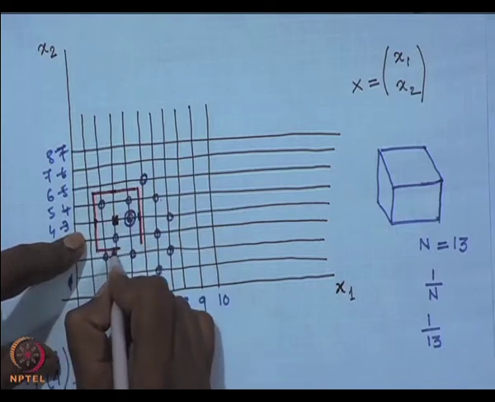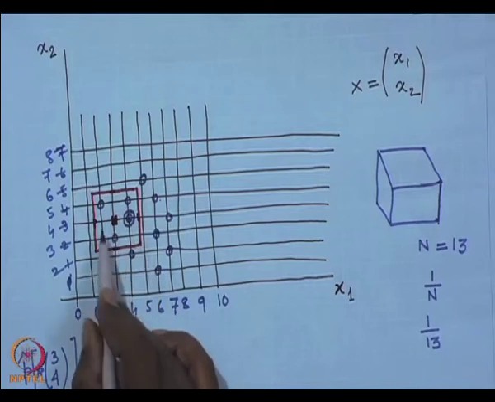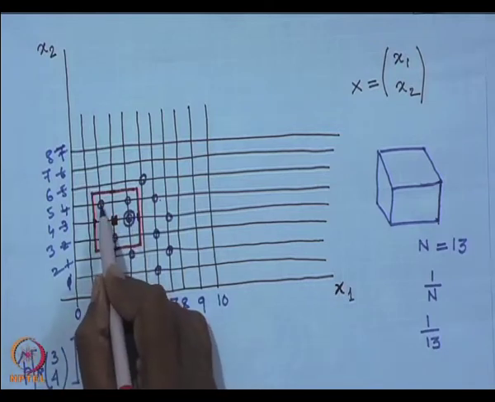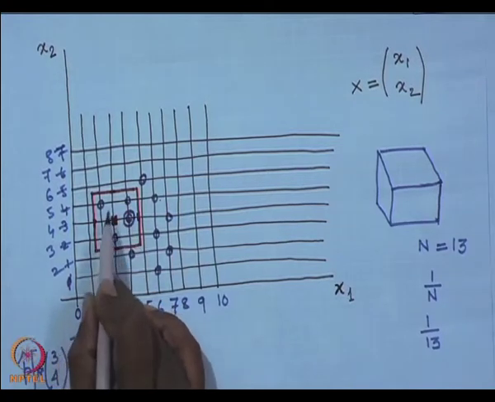So, this is the box that I have. And now, I count how many training samples are actually falling in this box. We find that the total number of samples falling in this box is given by 1, 2, 3 and there are 2 samples. So, total 5 samples are falling in this box.